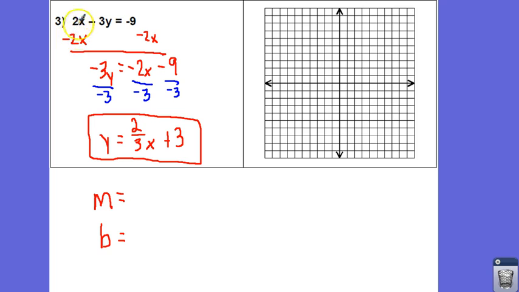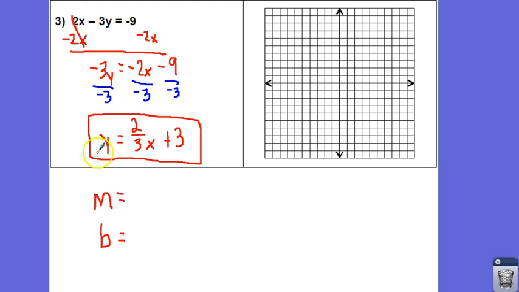So the first thing we wanted to do is we want to get rid of the 2x. Because that's a positive 2x, we subtract 2x from both sides. That cancels this out. So we drop this, drop the equal sign, and then these cannot be combined. So we go -3y equals -2x minus 9.